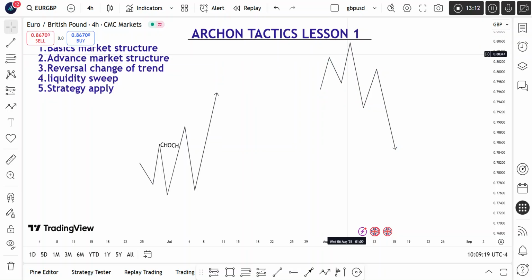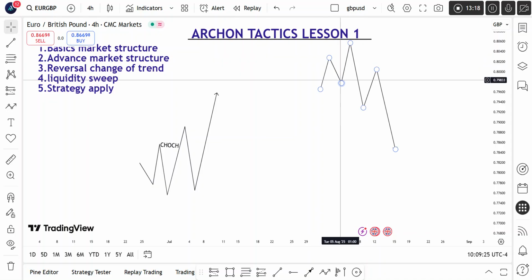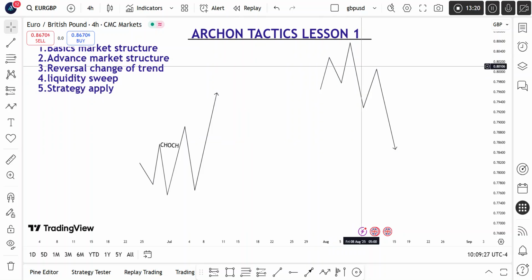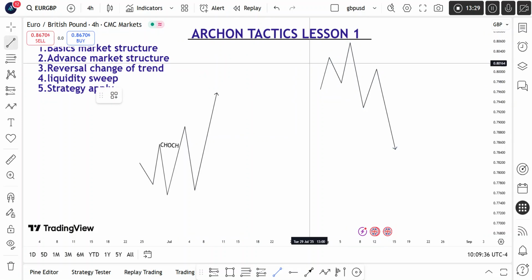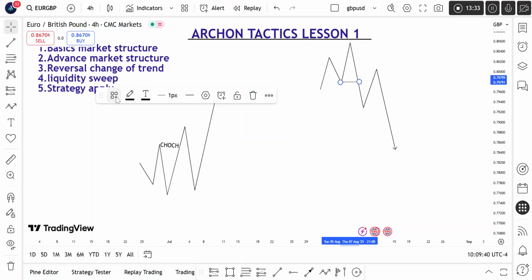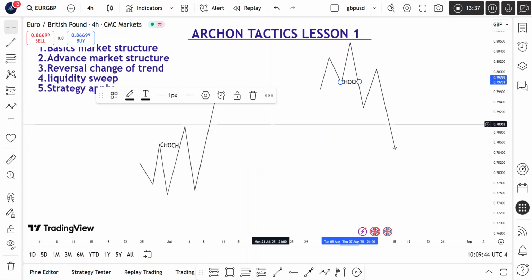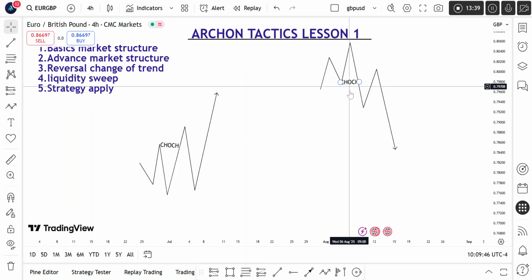We sweep the top, the head of this trend, just with a wick. The market did not break. The market just swept what was there, and then we pull back and come to break with good volume. We break the downside of that trend, and then we have the change of trend here.